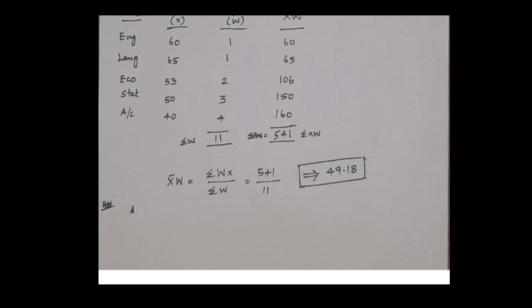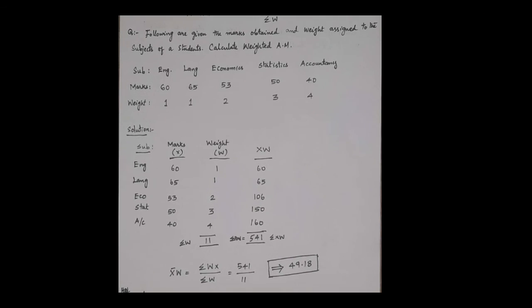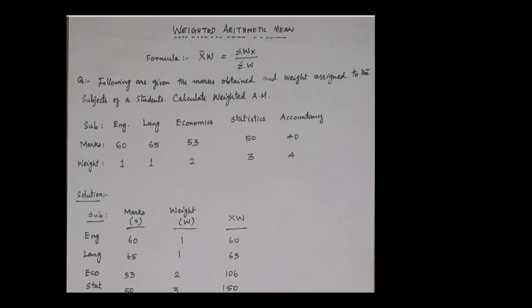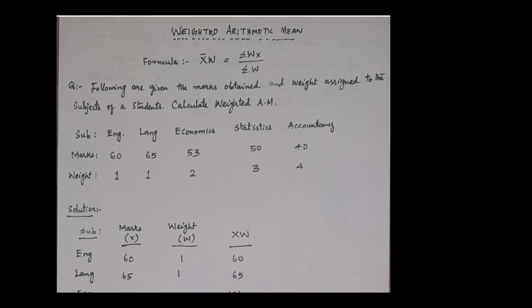Very simple concept. That is the weighted arithmetic mean. This is in our syllabus, and it is a very easy concept. We just multiply the marks, which we called x, and the weight, which we called w. The weight will be given. So you have to watch the full video to understand clearly. This is the basic formula for the calculation of the weighted arithmetic mean. Thank you.